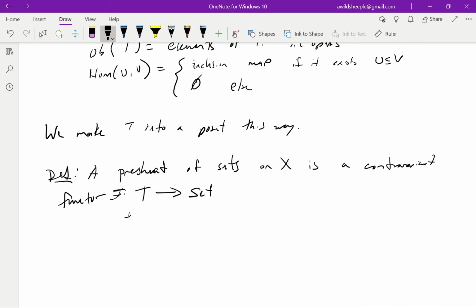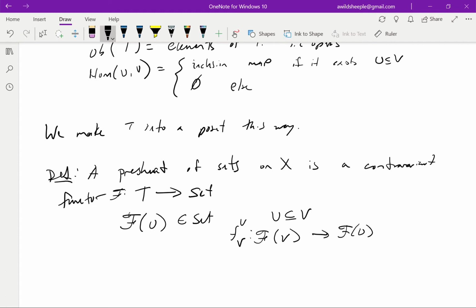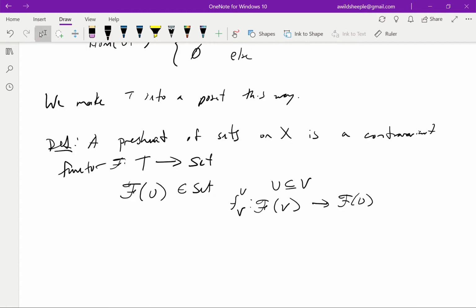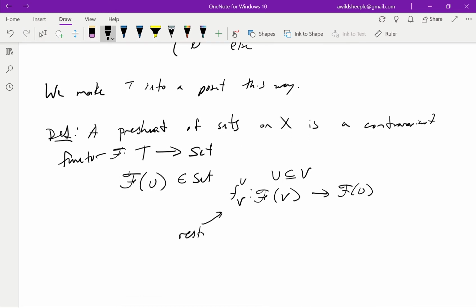And so all this means is for every open set, we associate some set. And whenever we have an inclusion U inside of V, the contravariance gives us a restriction map F(V) to F(U), which is usually denoted by either some f's or some rho's. Maybe I'll use little f's to keep with the theme. And we use upper and lower indices to say which is which. And we call these guys restriction maps. Okay, so this is our definition of a presheaf.